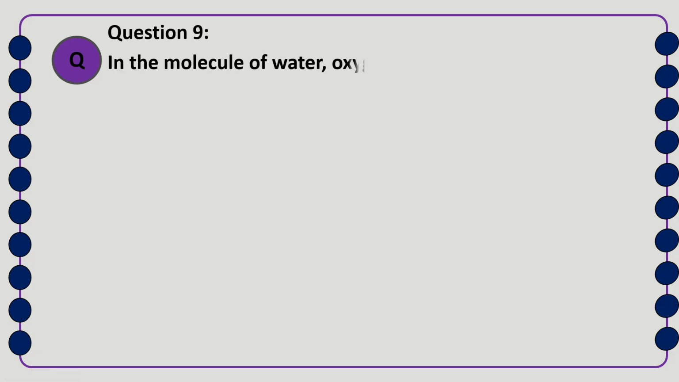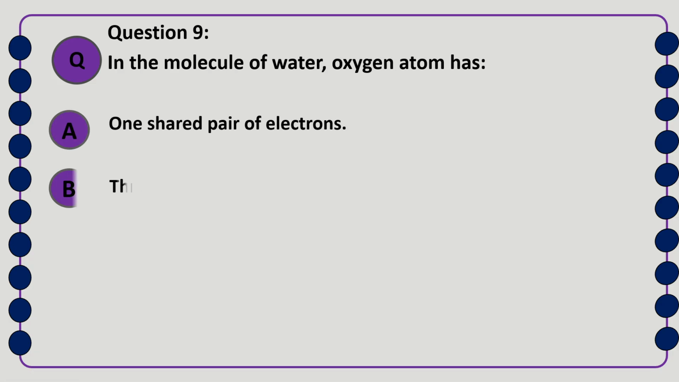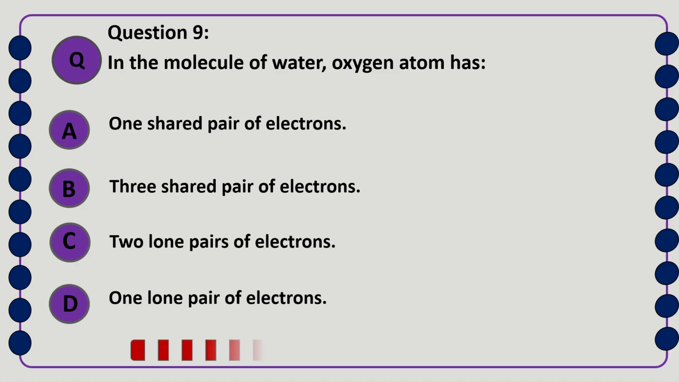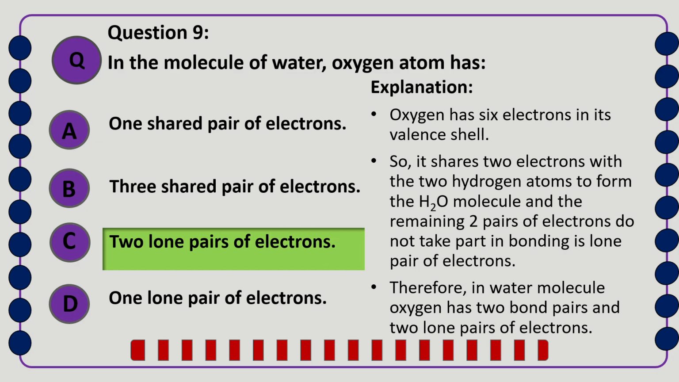Question number 9. In the molecule of water, oxygen atom has one shared pair of electrons, three shared pairs of electrons, two lone pairs of electrons, one lone pair of electrons. The correct answer is two lone pairs of electrons.